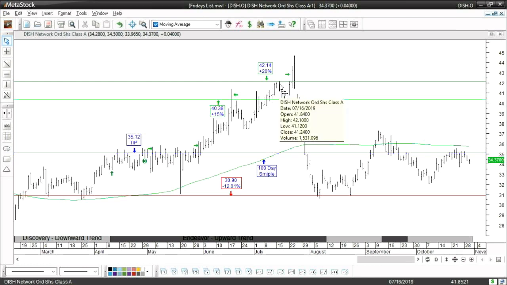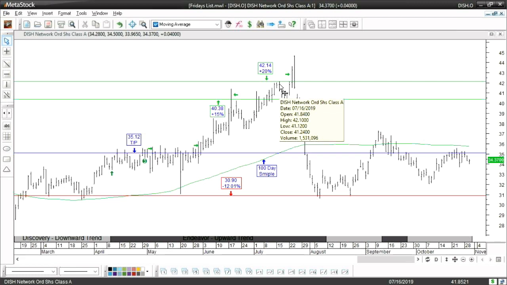And right here on 7/16, the high is 42.10. The 20% is 42.14. Now, do you get out or stay in? Well, I'll be honest with you. If you're 4 cents away from 20%, I'd be gone. I'd say goodbye. I'm out.